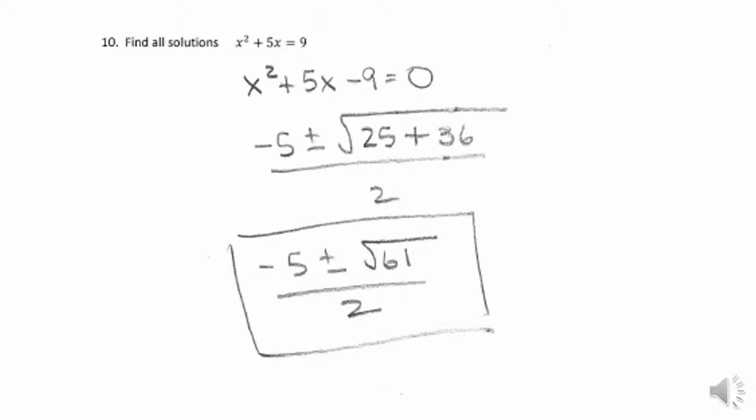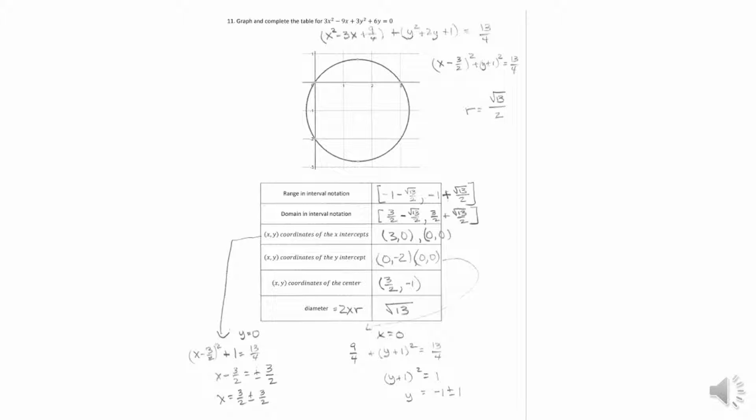Here is just a quadratic formula, but we do have to move the 9 to the other side before we apply it, and we get that as our two solutions. And then finally, number 11, this is a circle. We'll divide all the way through by 3, and then we can complete the square. So we complete the square on the x, we complete the square on the y, and we add those numbers to the other side. And so that means that this is a circle.